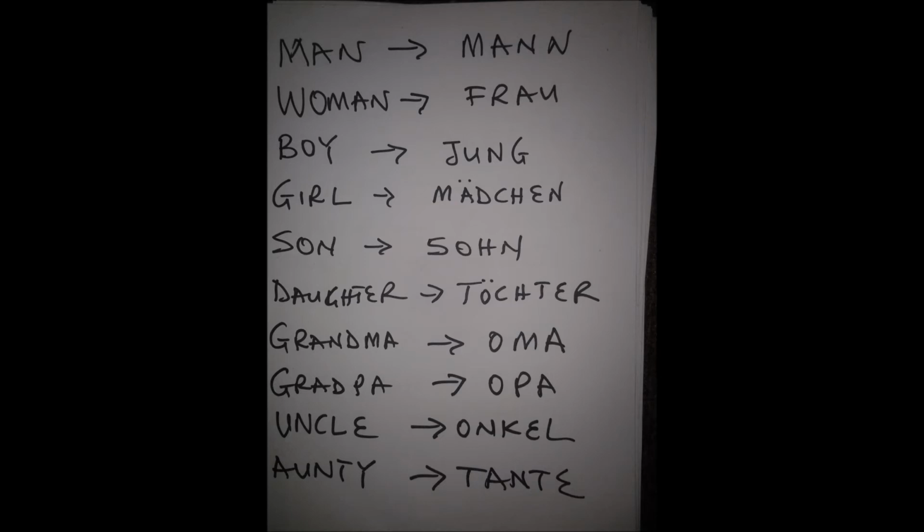So let's go back to basic words, which I think you already know. So this one will be fast. Man is Mann. Woman is Frau. Look at the spelling. Frau. Boy is Junge. Girl, Mädchen. Son is Sohn. Daughter is Tochter. Grandma is Oma. Grandpa is Opa. Uncle is Onkel, and auntie is Tante. So that's the only one that will be difficult for you there. Auntie is Tante. So the rest, I think you already know that one before.